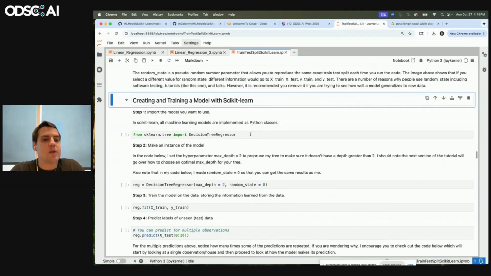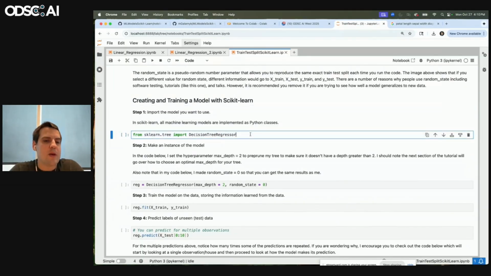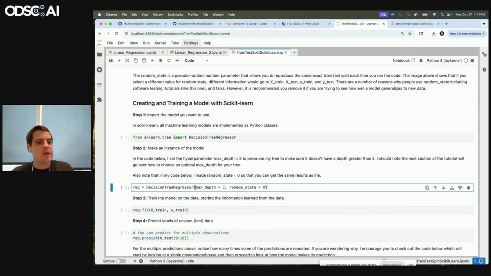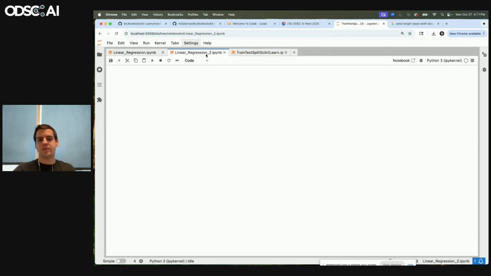So the next thing we're going to do is, I'm a little bit of a hypocrite here in the sense that I said that we typically import models at the top of our notebook. For demonstrational purposes today, I'm going through the process of importing a model I want to use. I'm setting some hyperparameter values. We'll talk about what max depth equals, what that actually means, in the next notebook. We're making an instance for a model. Does anyone know what an instance is?